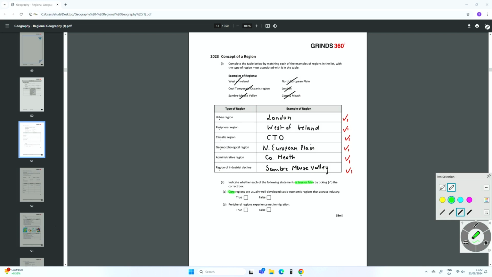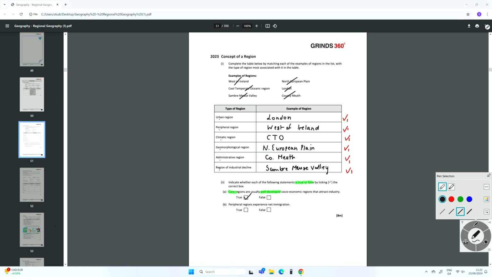Core regions are well-developed socioeconomic regions that attract industry. Well, core regions are well-developed regions. They attract industry, they have good employment opportunities, so that there is true.